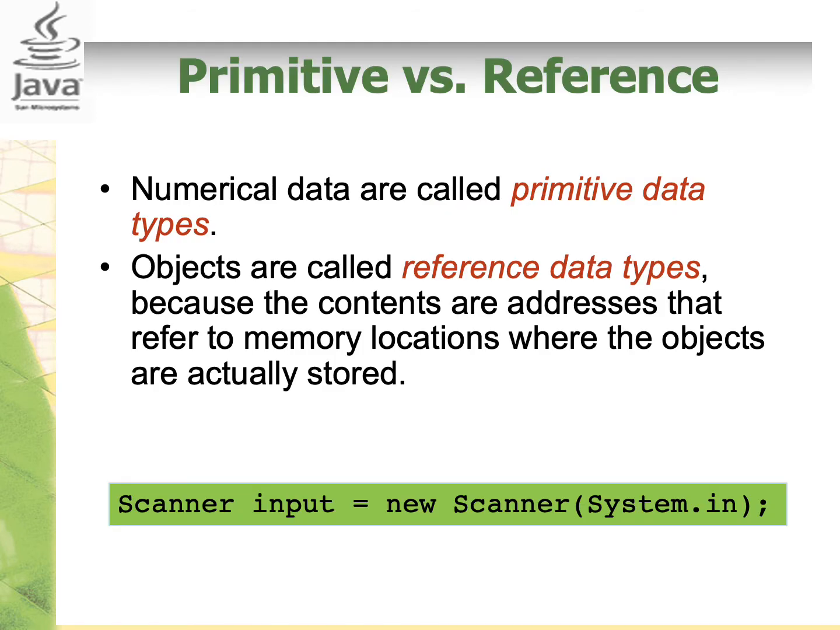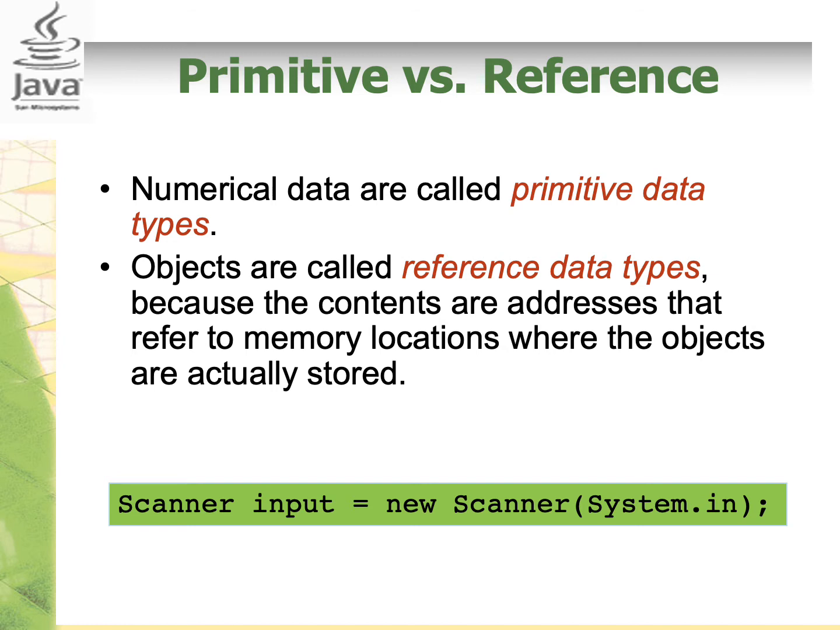Numerical data are called primitive data types. We have looked before at 8 primitive data types in Java, which are int, long, float, double, short, byte, char, and boolean. Objects are called reference data types because the contents are addresses that refer to memory locations where the objects are actually stored. For example, we saw Scanner input equal to new Scanner(System.in). When we have the keyword new, we are creating an object.